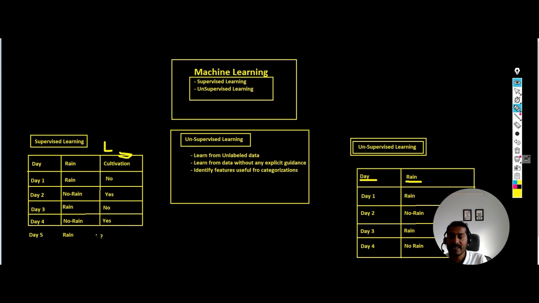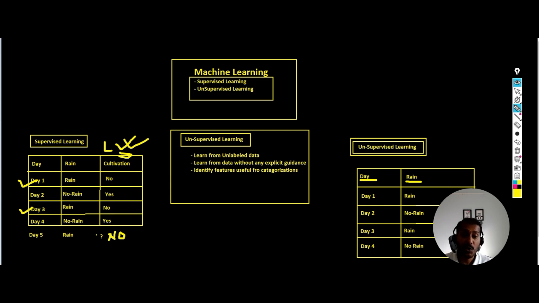So if we find the insights in the supervised learning, on every alternate day there is no rain, and the farmer went for the cultivation. Day 5 falls under the odd days, and if you see, the odd days, which are day 1 and day 3, all have rain, and that's the reason the model will suggest that the farmer should not go for the cultivation. So for day 5, we suggest not to go for the cultivation, and we can write it as no. We got this no because the labeled data is already present.